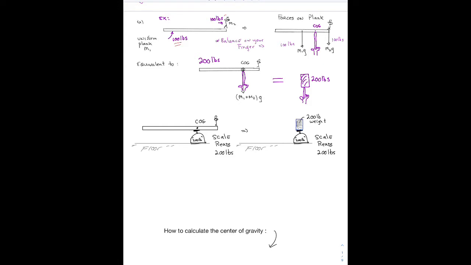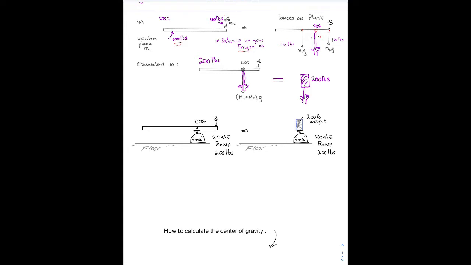Let's say you want to balance this system on your finger. Well, where would you put your finger? Somewhere between the center of the plank and where the person is toward the outer edge. So this is where the center of gravity is shown. That's where you'd put your finger to balance the system.